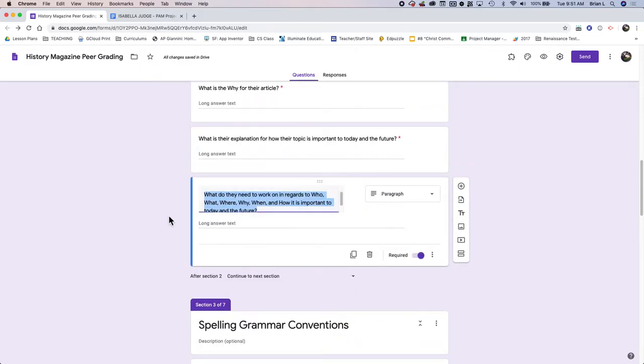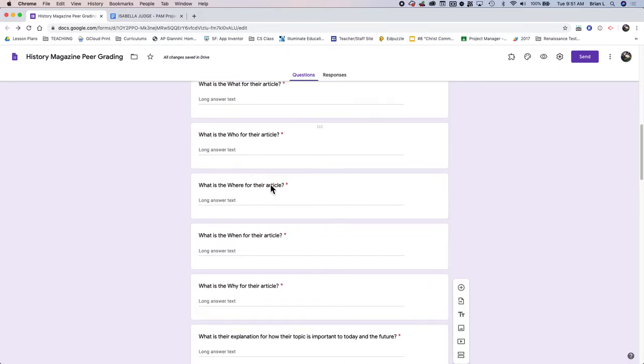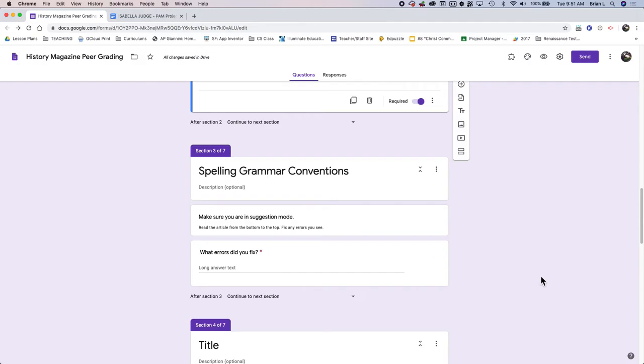And then what do you think you need to work on in regards to the who, what, when, where, why? Right? Do they need to work on any of these things? You could write none if you think that, nah, they're all perfect. But if you think, hey, you can give a better explanation for what painting is, all right? You can do that. Keep on going.